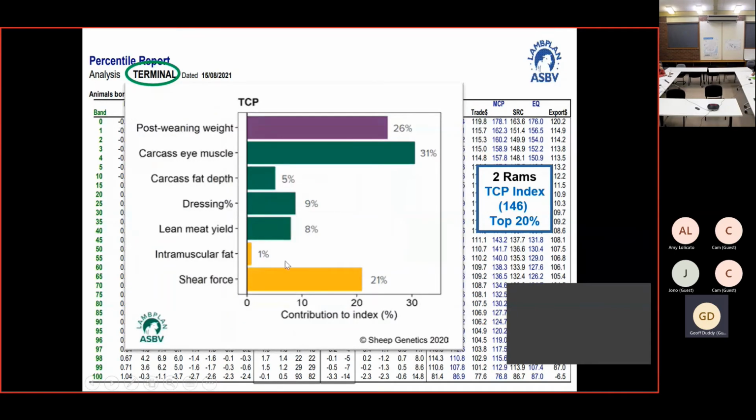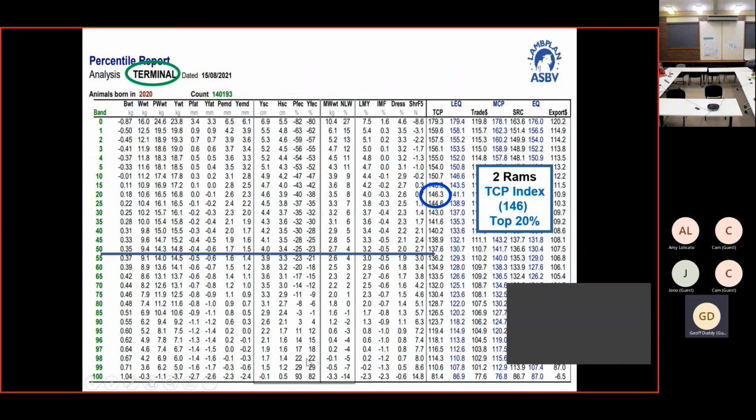This is the Terminal Carcass Plus Index. You'll see that a lot of the emphasis is on post-weaning weight, a lot of emphasis on eye muscle, and a lot of emphasis on shear force, which relates to eating quality. Okay, so there's our 50 percentile. What are our two rams doing? This ram here, this is birth weight, 0.6. That basically says that compared to 1990, when the terminal database started, this sire is going to throw progeny that are 600 grams heavier at birth.